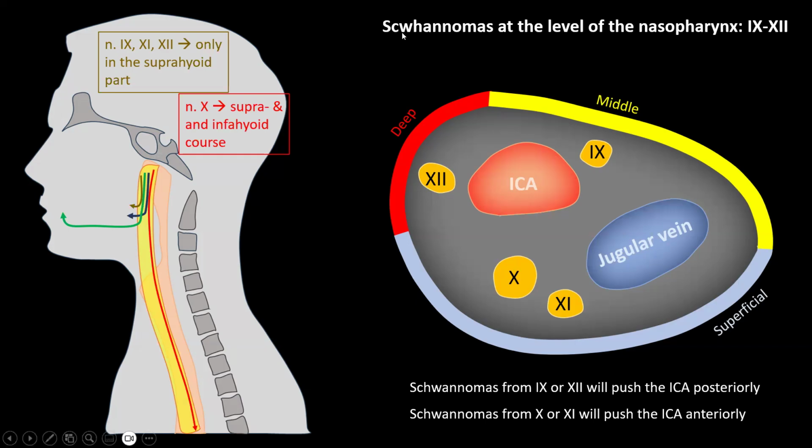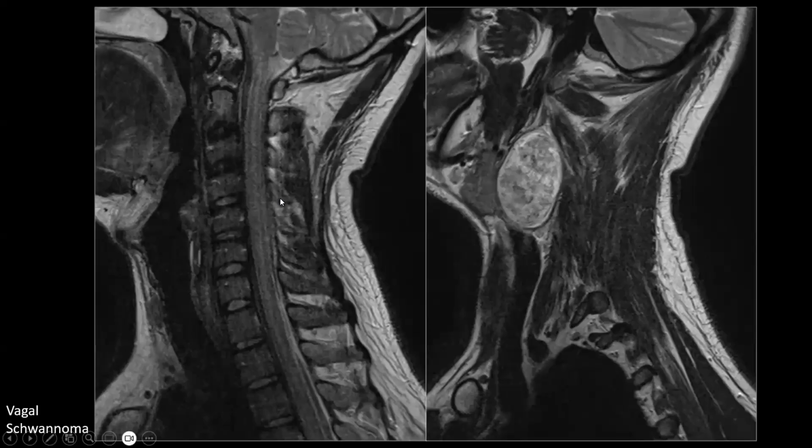Now, if you have a tumor that looks like a schwannoma at the level of the nasopharynx, it can theoretically arise from all cranial nerves, but if it arises from the hypoglossal nerve or the glossopharyngeal nerve, it will push the internal carotid artery posteriorly. If it arises from the vagal nerve or the accessory nerve, it will push the internal carotid artery anteriorly. Now let's look back at our patient.